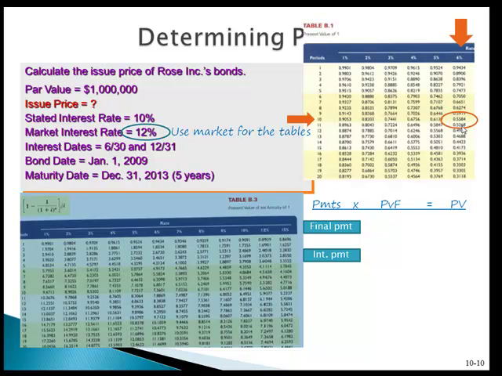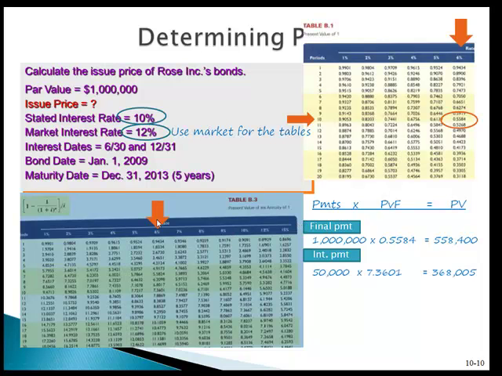Our present value factor for our final payment, because this is the present value of 1, is 0.5584. So 1 million times 0.5584 equals our present value for the final payment, $558,400. Do the same thing for the bond interest payment. Now first we have to figure out what our bond interest payment is. It's $1 million times the stated interest rate, so $1 million times 10% times 1/2. That's our normal 50,000, right, that we've been working with.